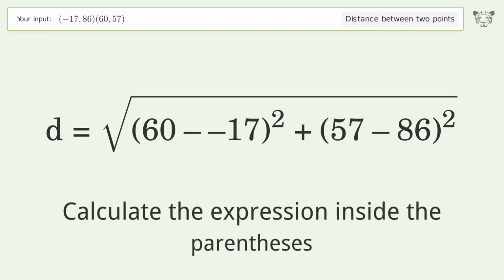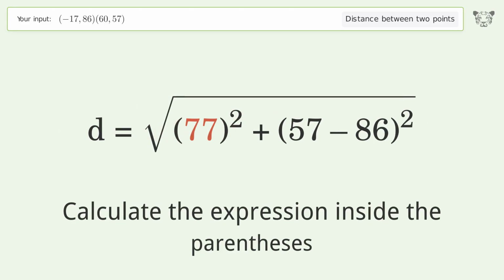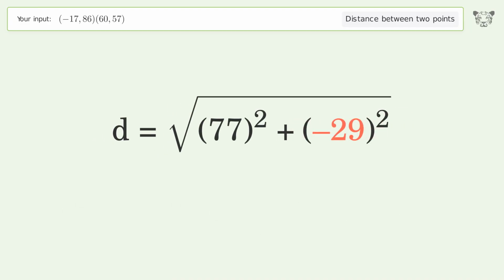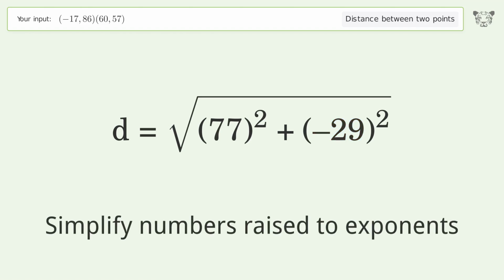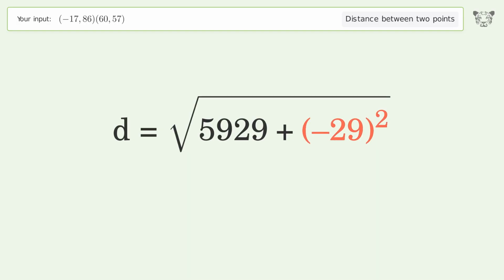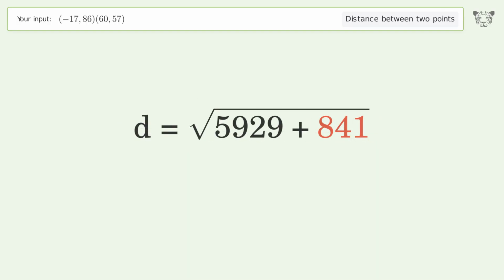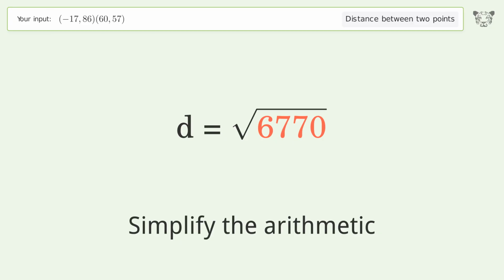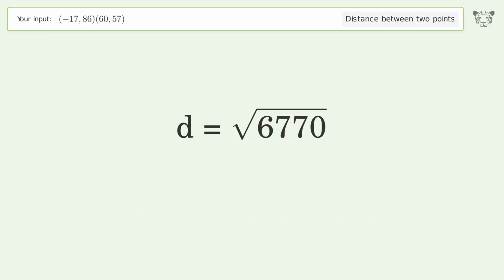Calculate the expression inside the parentheses. Simplify numbers raised to exponents. Simplify the arithmetic. And so the distance between the 2 points is the square root of 6,770, or 82.28.